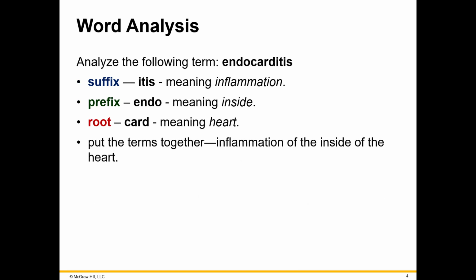So analyze endocarditis. Again, we're going to start with the suffix itis, then we're going to go to the prefix endo, and our word root card meaning heart. So when we put it together, we come up with inflammation of the inside of the heart. That would not flow correctly if we went from suffix, word root, prefix, because then that would be inflammation, heart inside. So that is another reason why we start at the end and go back to the beginning.